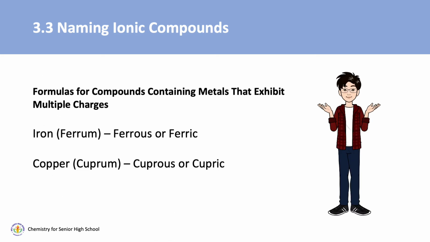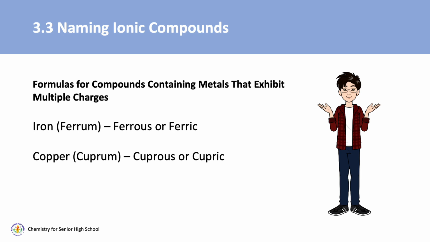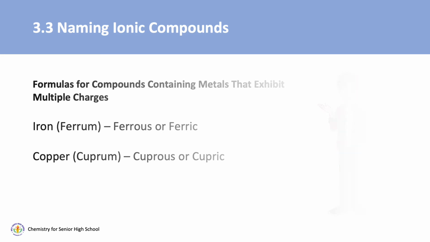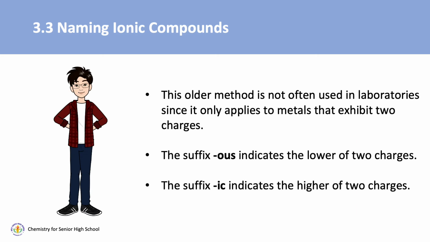In the cases of iron and copper, the Latin names of the elements are used: ferrous or ferric, and cuprous or cupric. This older method is not often used in laboratories, since it only applies to metals that exhibit two charges. The suffix "ous" indicates the lower of two charges. The suffix "ic" indicates the higher of two charges.